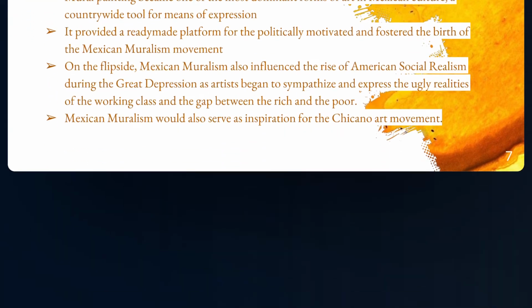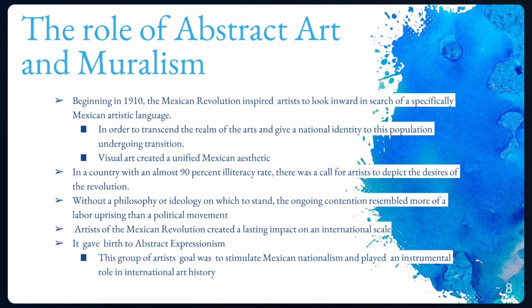What role did abstract art and muralism play? Beginning in 1910, the Mexican Revolution inspired artists to look inward in search of a specifically Mexican artistic language in order to transcend the realm of art and give a national identity to this population undergoing transition with an almost 90% illiteracy rate. Without a philosophy or ideology on which to stand, the ongoing contention resembled more of a labor uprising than a political movement.